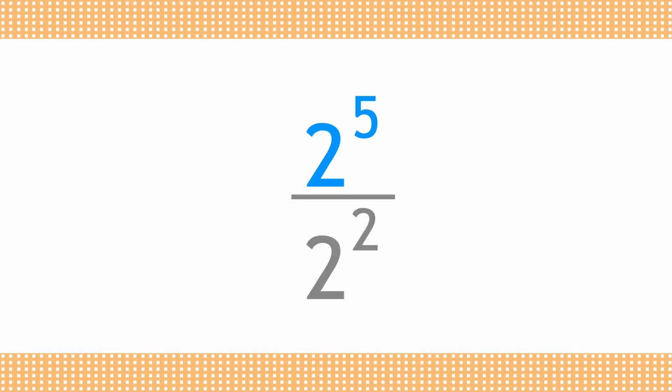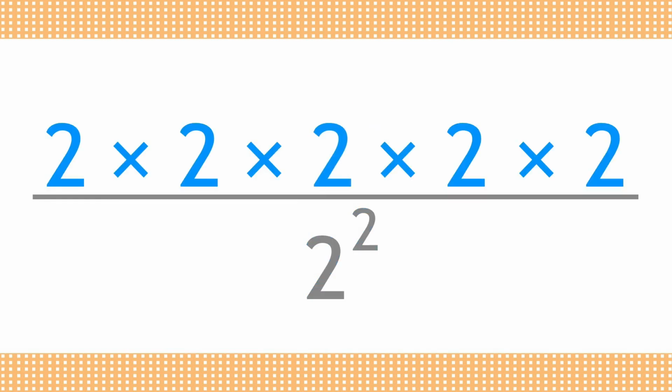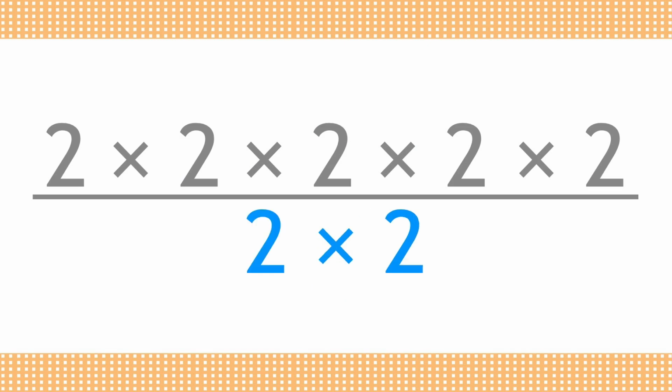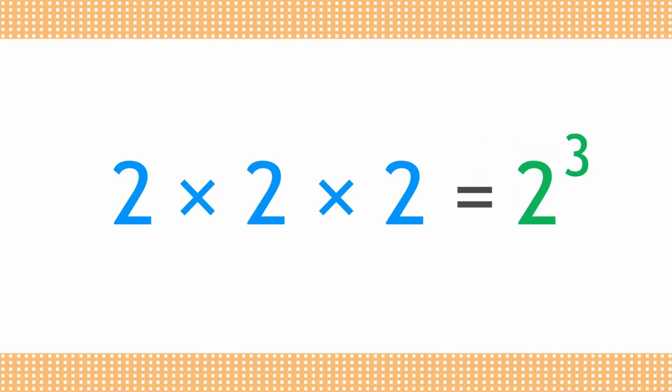Here we have 2 to the 5th power divided by 2 to the 2nd power. We can write 2 to the 5th power as 2 times 2 times 2 times 2 times 2, and 2 to the 2nd power as 2 times 2. That's a lot of 2's. Luckily, we know that 2 divided by 2 equals 1, so each time we have a 2 in the numerator and a matching 2 in the denominator, they cancel each other out. That leaves us with 3 2's remaining, which we can write as 2 to the 3rd power.